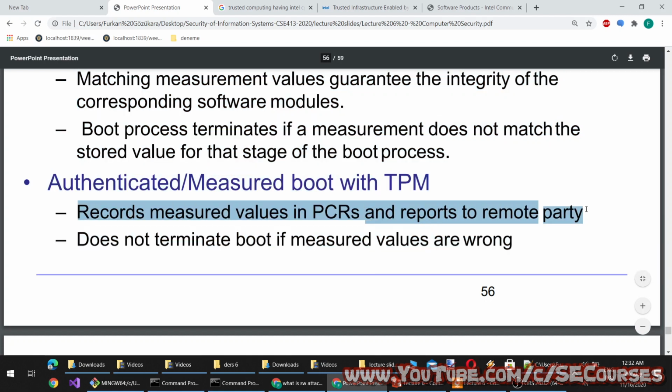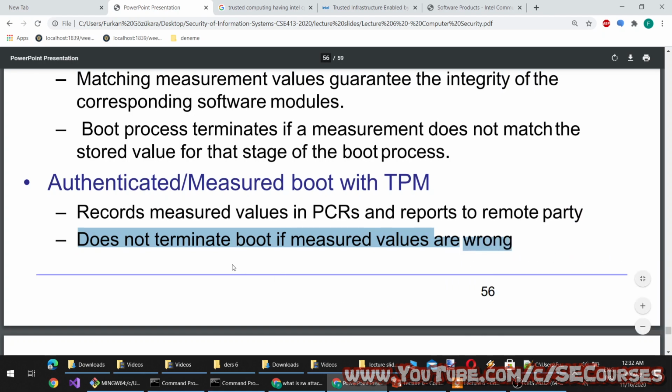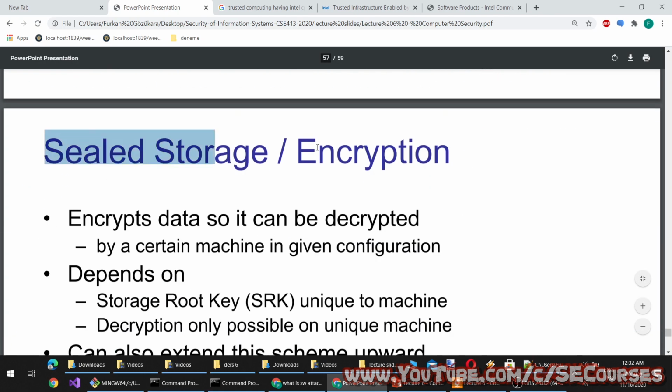Authenticated, measured boot with TPM. It records measured values in PCRs and reports to a remote party. It does not terminate boot if measured values are wrong.